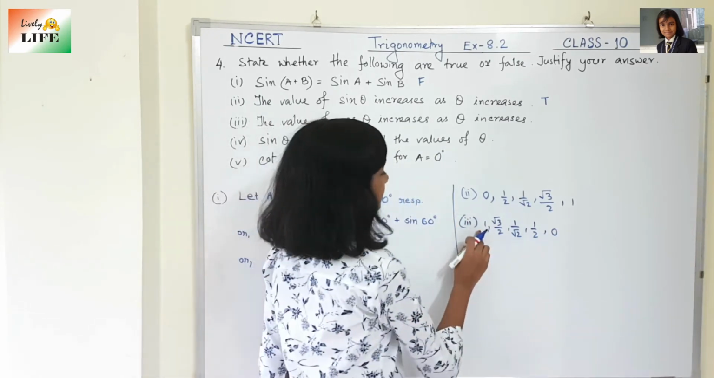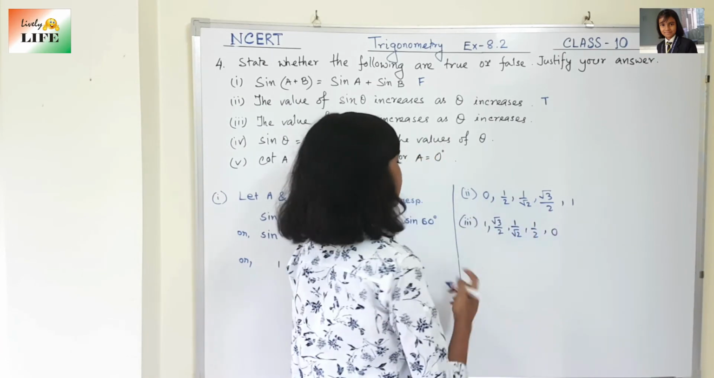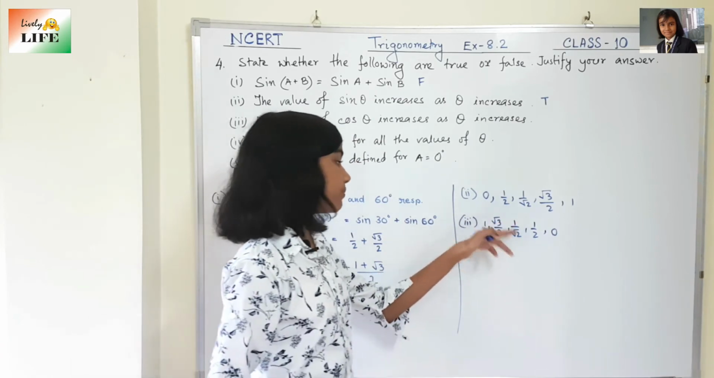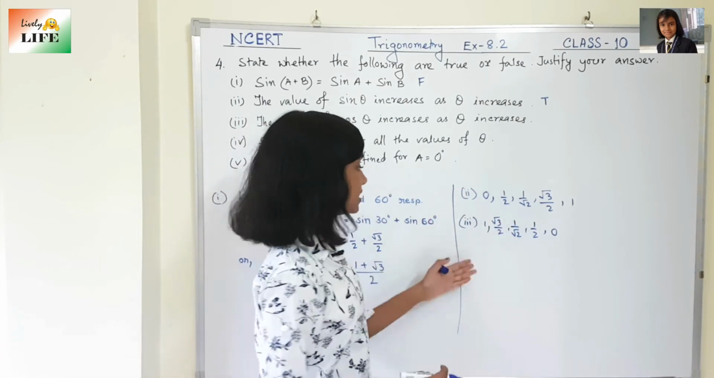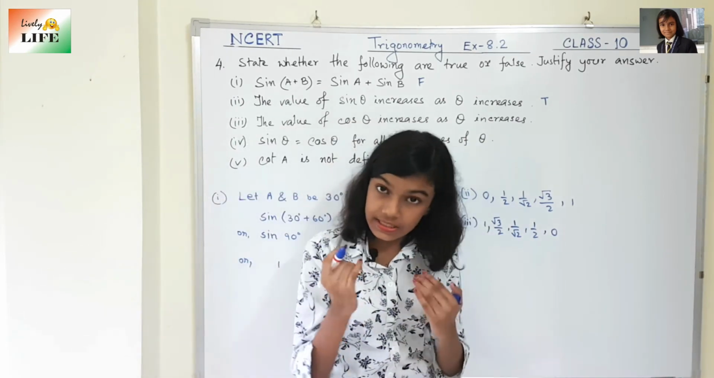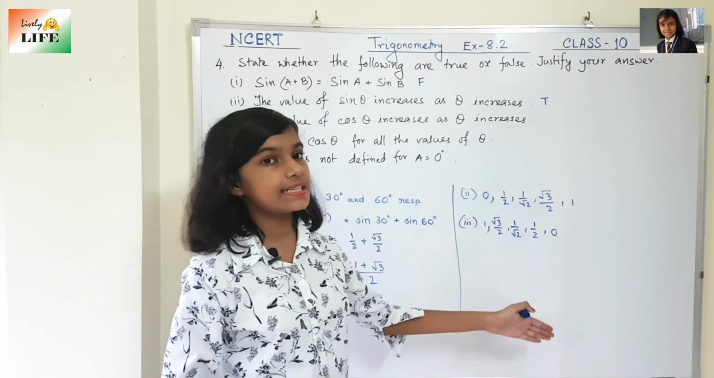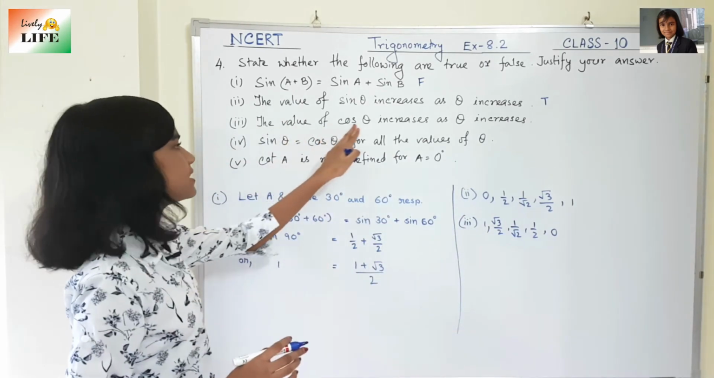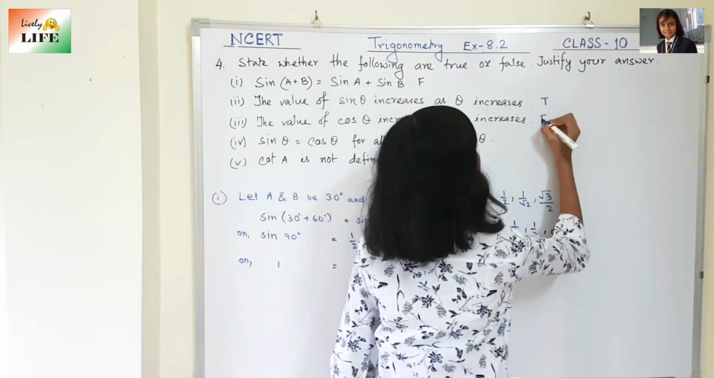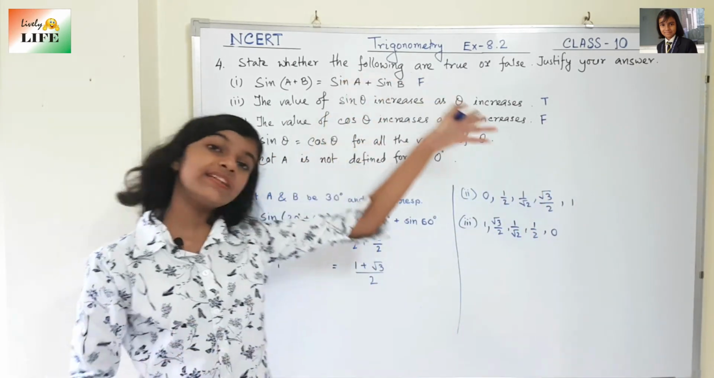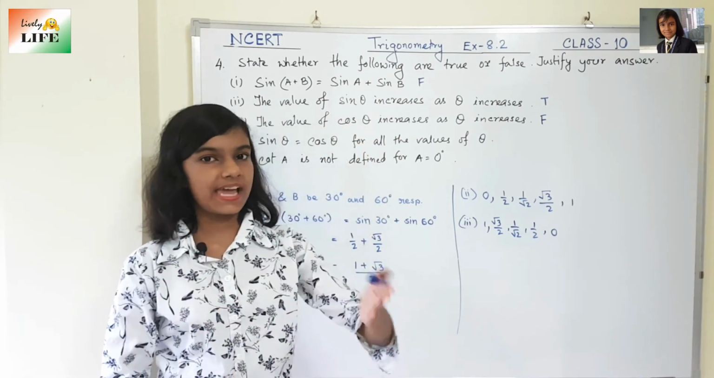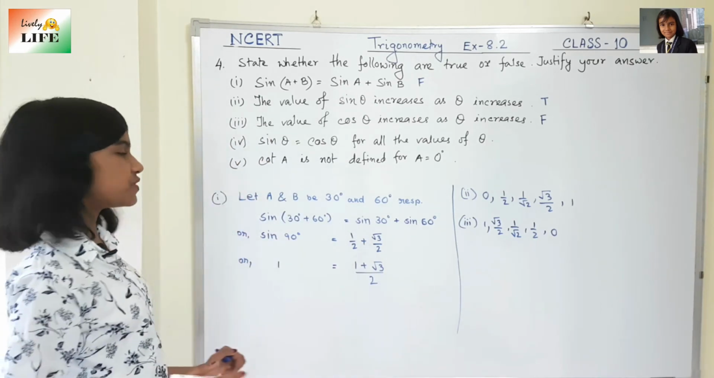Means this is the greatest number, this is the smallest number, means this is less than 1, right? Root 3 by 2 is less than 1, 1 by root 2 is less than root 3 by 2. So this is in descending order, it is not in ascending order. As the theta increases, the value of cos theta decreases. Okay, so the value of cos theta increases as the theta increases. No, it is false, right? The value of sin theta increases as the theta increases, but the value of cos theta decreases as the theta increases. Okay, now let's move to the next one.